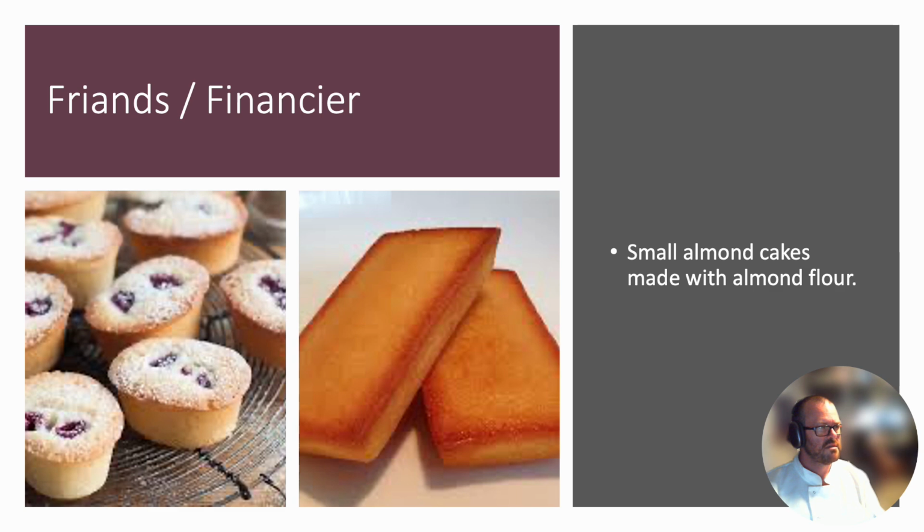Friands and financiers, little tea fancies. Petit fours typically. Little small almond cakes made with almond flour. The friand is the one on the left with the fruits on top, and the financier is the one on the right. The financiers are made that way because they're supposed to resemble gold bullion bars.